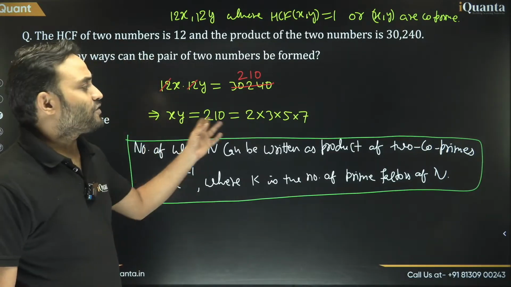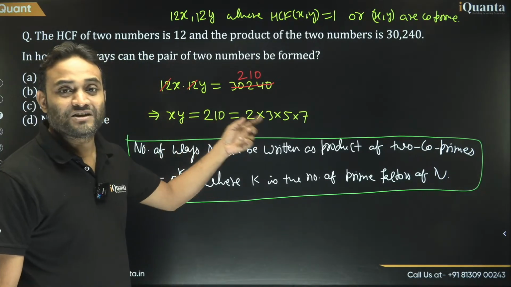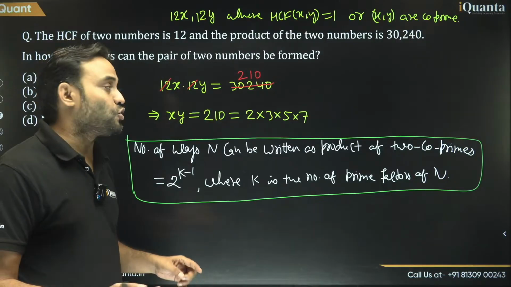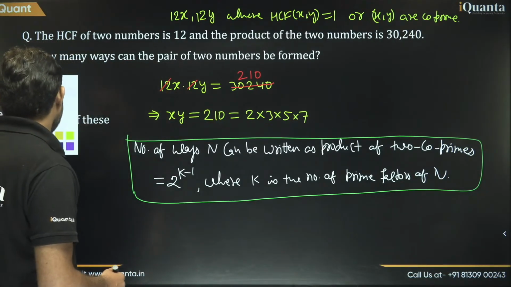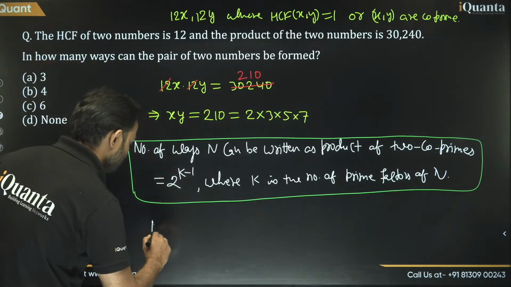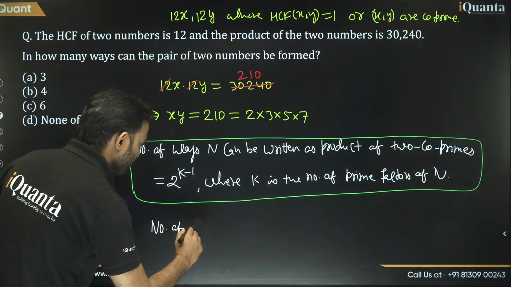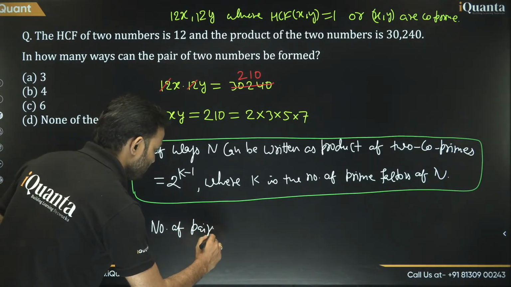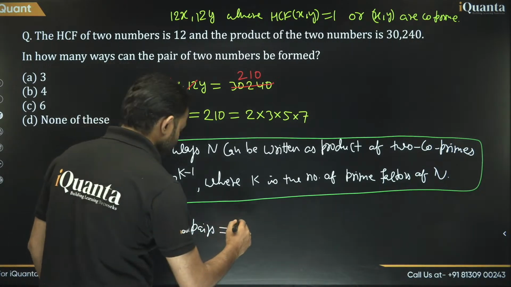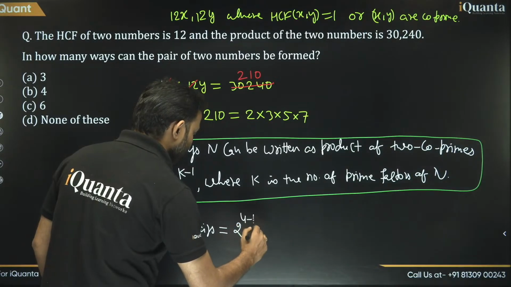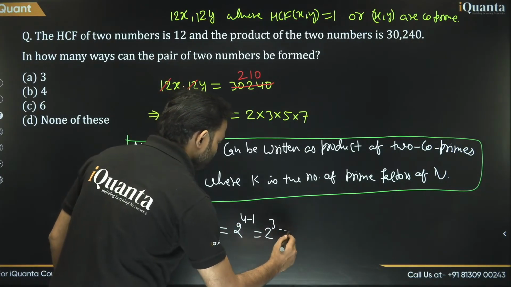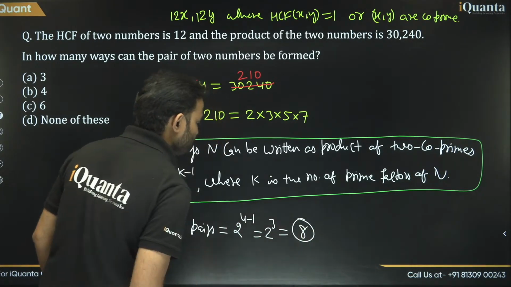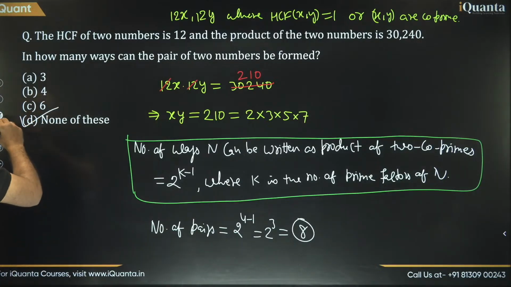So the number of ways 210 can be written as a product of two co-primes, in how many ways can this be done? The number of pairs will be equal to 2 to the power 4 minus 1, which is equal to 2 to the power 3, that is equal to 8. So our answer is option D.